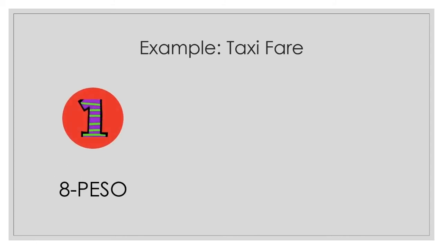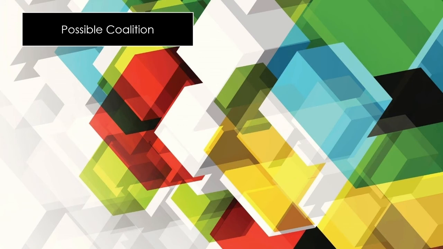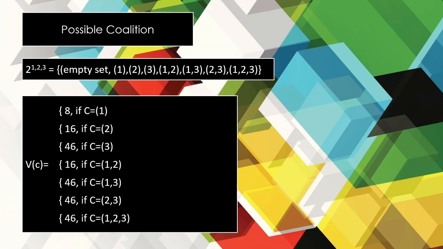And now, going back to the characteristic function game, an example is provided: the taxi fare. Three passengers are riding a taxi. Passenger 1 pays 8 pesos, passenger 2 pays 16 pesos, and passenger 3 pays 46 pesos. Take note that in this example, the maximum payment for the 3-person ride is 46 pesos. To construct the characteristic function, first we list all the possible coalitions: the empty set, {1}, {2}, {3}, {1,2}, {1,3}, {2,3}, and {1,2,3}. And here's the characteristic function v.